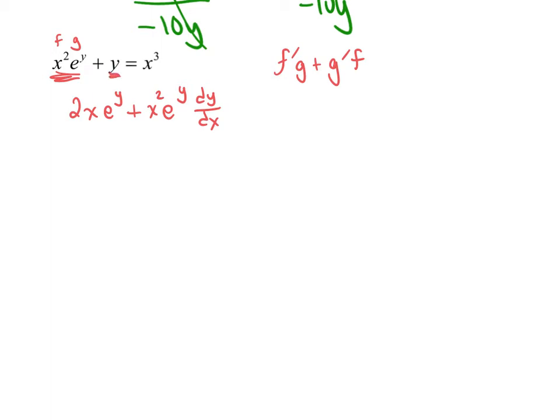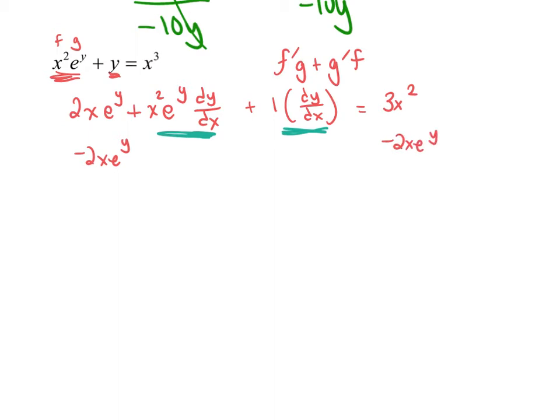So now I have y. The derivative of y is just 1. But since it's a y, it has to have the dy dx. And that's going to equal 3x squared, because I'm just taking the derivative of x cubed. Now, if we look at this, how many dy dx's do we have? We have one here for this term and one here for this term. So to solve for that, I'm going to go ahead and subtract this 2x e to the y from both sides just to get it out of the way.